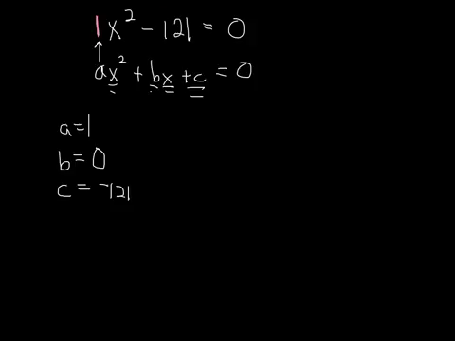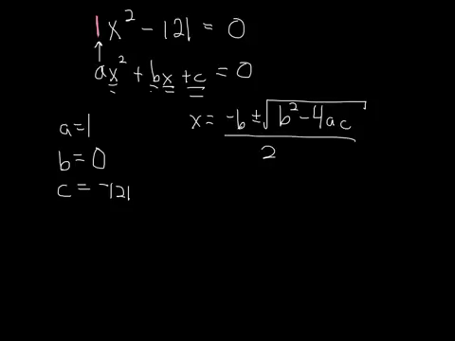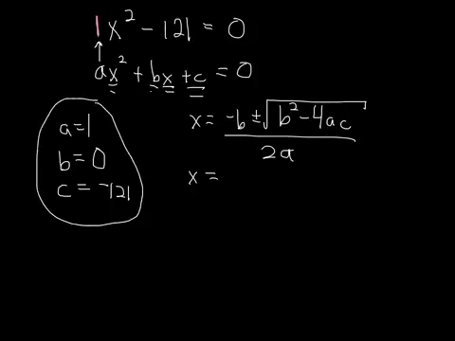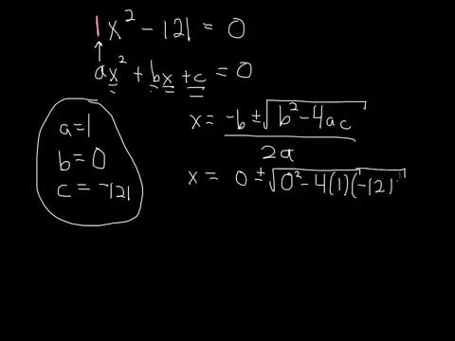So I can use my quadratic formula. X is equal to negative b plus or minus the square root of b squared minus 4ac, all divided by 2a. I plug in my numbers. I just plug and chug these guys right over here. Negative b is equal to 0, so I have 0 plus or minus the square root of 0 squared minus 4 times a, which is equal to 1, and c, which is equal to negative 121. All divided by 2 times a, where a is equal to 1.